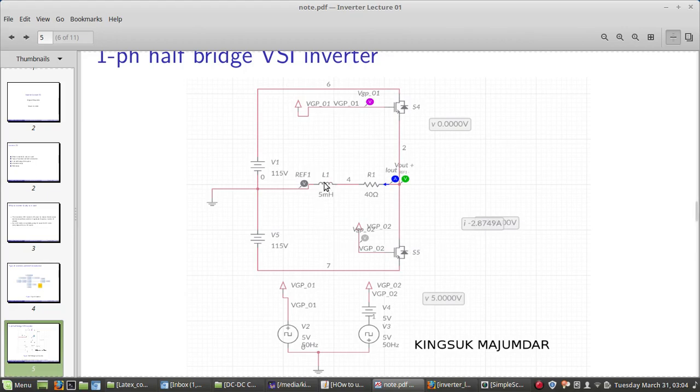Now let's take a look inside this circuit. These are the two sources. You can create one DC source, then you have to connect a capacitor to make a uniform voltage, and this node voltage is called your virtual neutral point.